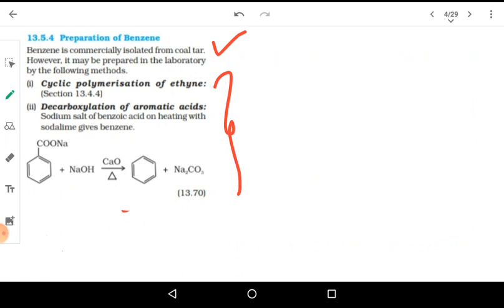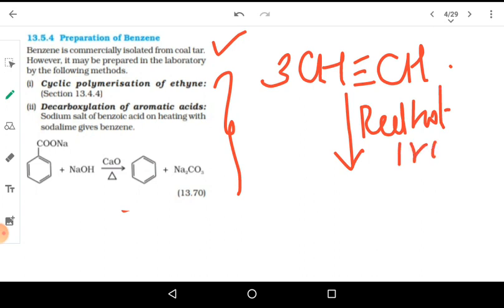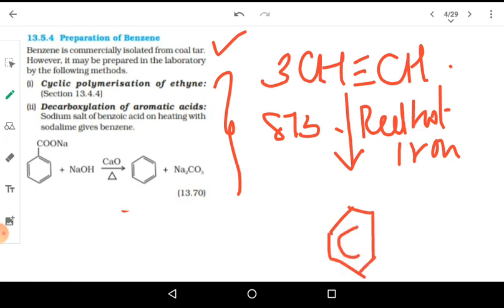The cyclic polymerization of ethine, which we have already discussed in the previous lecture: we take three ethine molecules and treat them with red hot iron or copper at 873 Kelvin to convert them into benzene. We have also discussed a question based on this in the previous lecture.